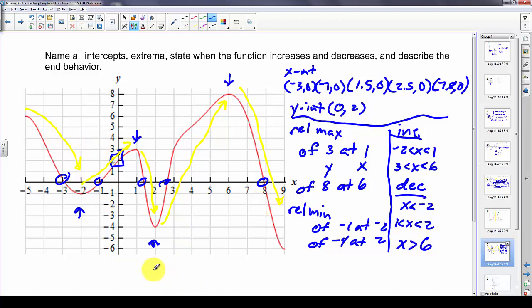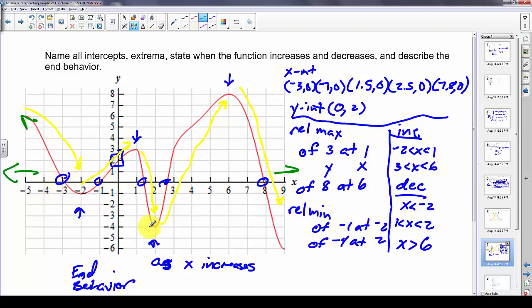Finally, let's describe the end behavior. So as x increases, so in other words, what I'm talking about is when x goes this way, that's for x increasing. And then when x decreases, I want to know what happens this way. Now this will continue to go in this direction. This will continue to go in this direction.